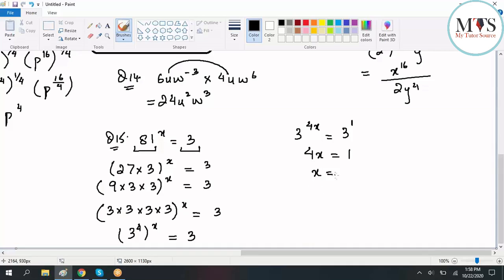So then x. I understood everything except I didn't really understand the second part. Which second part? Like on 3^4x equals 3^1. This one? Yeah. Okay. So look, over here I applied the (a^m)^n formula, a^(mn). So we multiply the powers 4 and x, so it becomes 3 to the power of 4x.